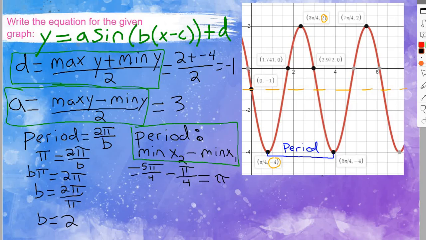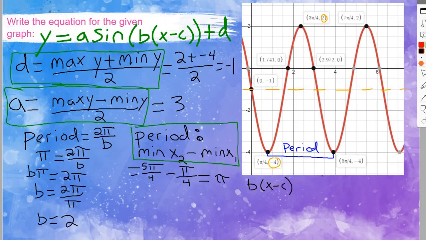So what I want to do is take this value that's on the inside. I have b times x minus c, and we're trying to figure out how far we have shifted stuff over. So we need a reference point, meaning a point that was on our parent graph, and we want to see how far that point got shifted over on our new graph. Are we okay with that?